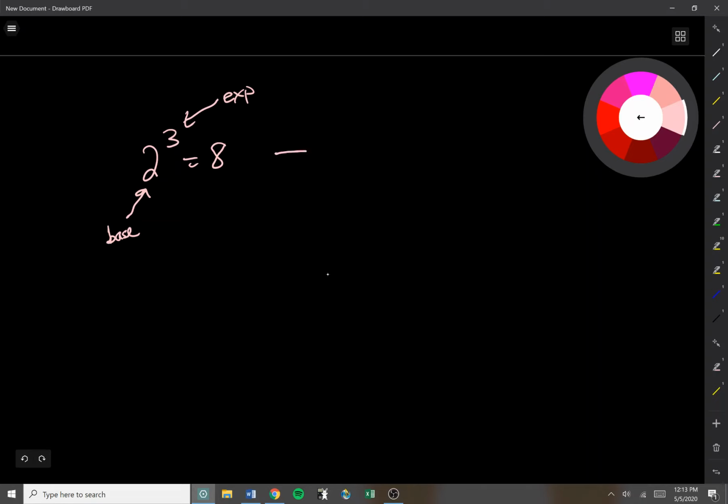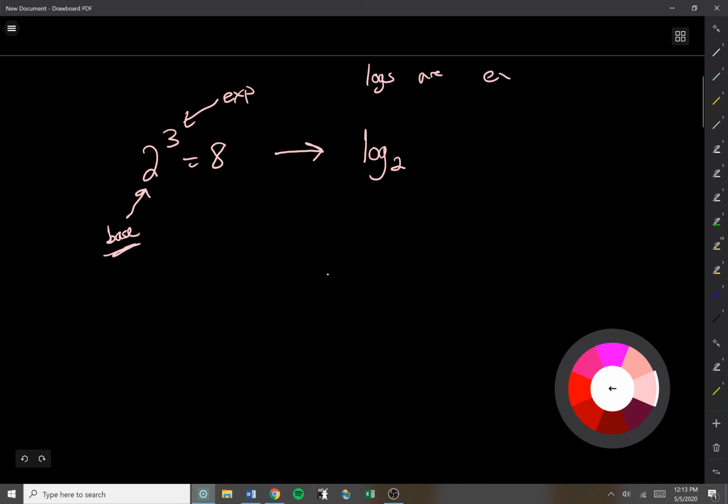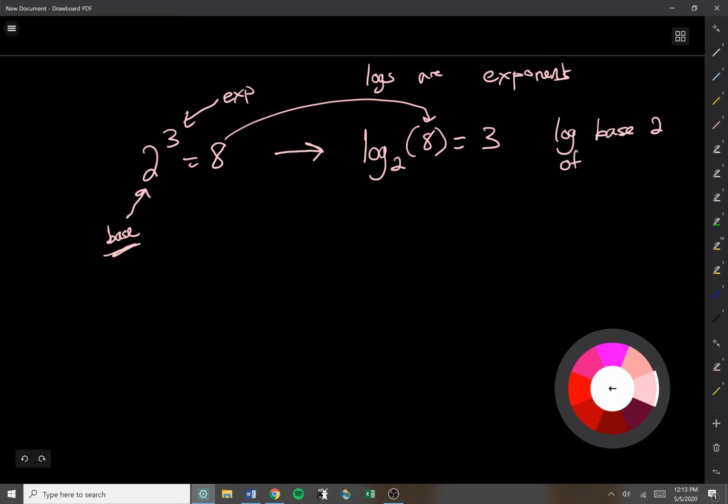So when I convert this into log form, I have a log with a base of 2 because the base was 2. And remember how I said that logs are exponents? That means it's always going to be equal to the exponent. So it's going to be equal to the 3 over here. And this 8 goes inside the function input slot. Log base 2 of 8 equals 3 is how that's read. Log base 2 of 8 is 3. So this isn't log base 2 times 8. These aren't multiplying. It's a function. It's an input of a function.